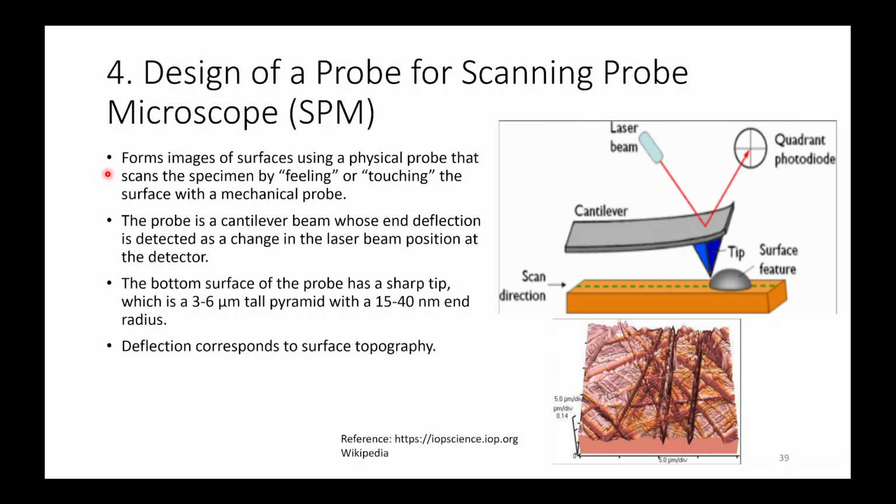Now this SPM forms images of surfaces using a physical probe that scans the specimen by feeling or touching the surface with a mechanical probe. Now the probe is a cantilever beam whose end deflection is detected as a change in the laser beam position at the detector. The bottom surface of the probe has a sharp tip, which is a 3 to 6 micrometer tall pyramid with 15 to 40 nanometer end radius. Now deflection corresponds to surface topography.